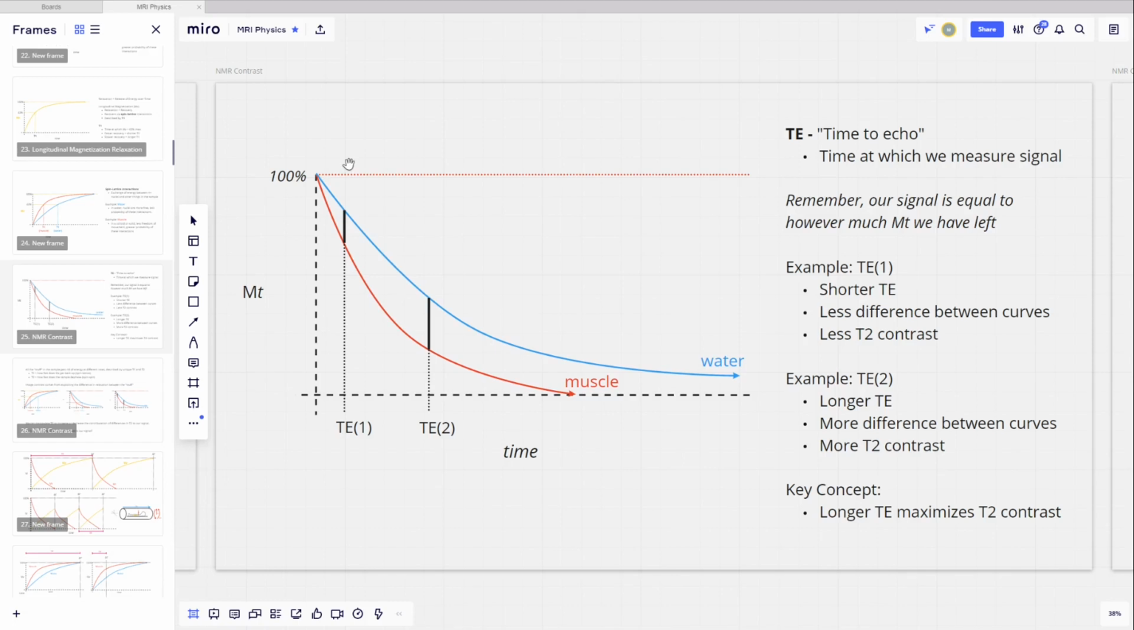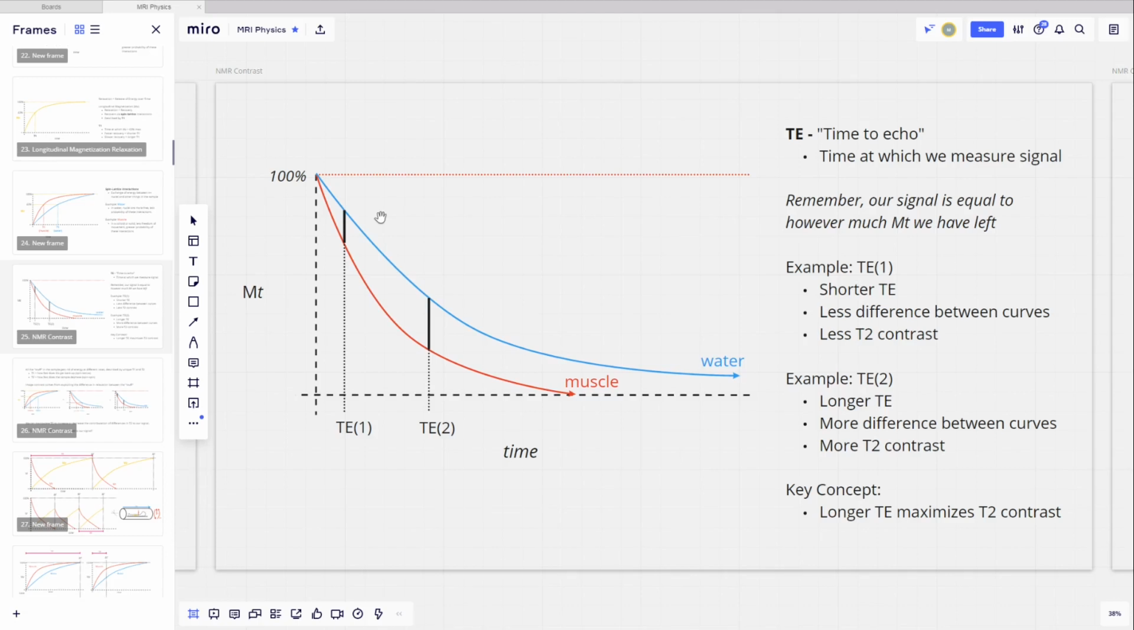So we can choose the time that we're going to measure this signal, which is TE. It's just time to echo, the time at which we measure the signal. Where do we want to measure in order to get the most contrast? Based on the way I've drawn these curves, TE2 is going to be better, because there's a greater difference between your water and your muscle compared to TE1, where there's less of a difference. You might still be able to tell them apart, but maybe not as easily as over here.